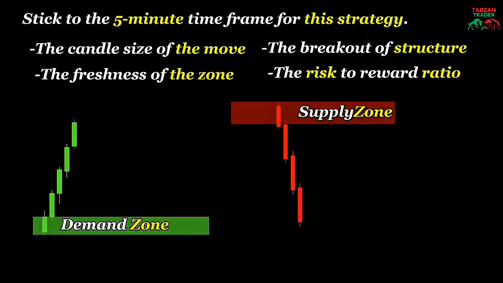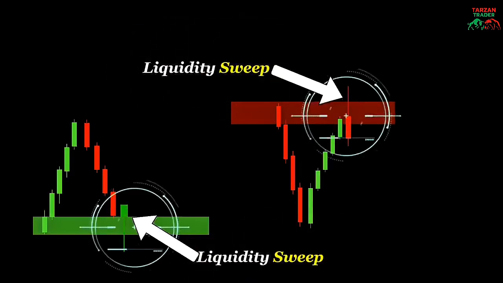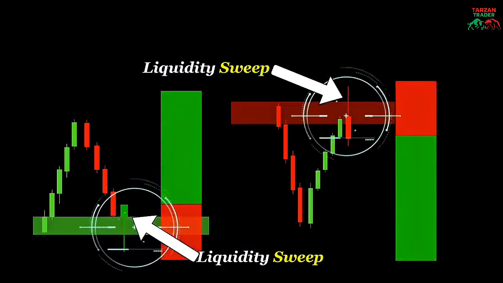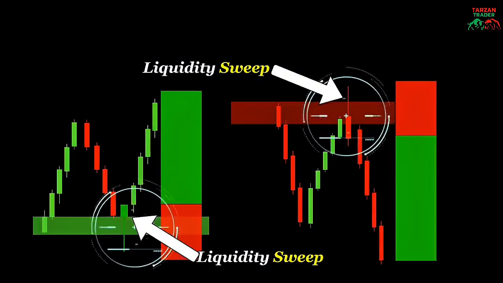After spotting a quality zone, be patient and wait for a liquidity sweep at that zone. Once a pin bar, engulfing bar, or tailed bar forms after the liquidity sweep, that's your confirmation to enter the trade. Place your entry, set your stop loss, and define your target. Then, you can simply set and forget. Let the trade play out without constantly monitoring it.